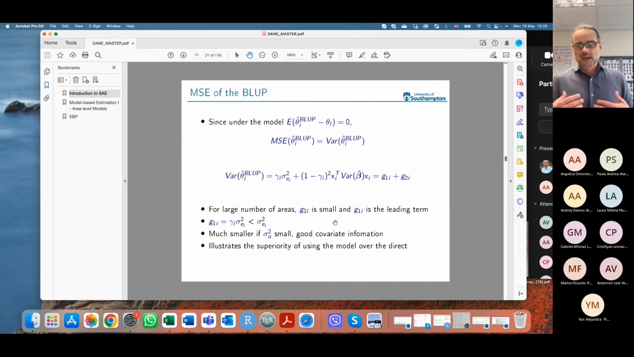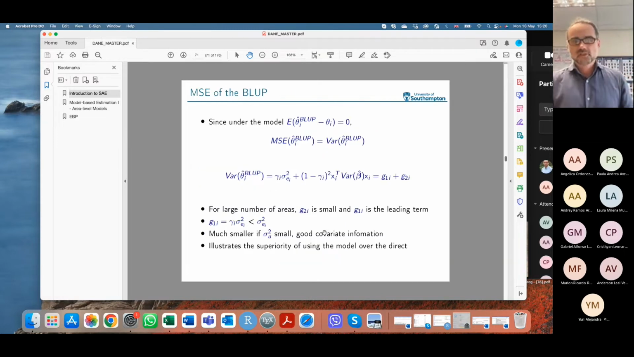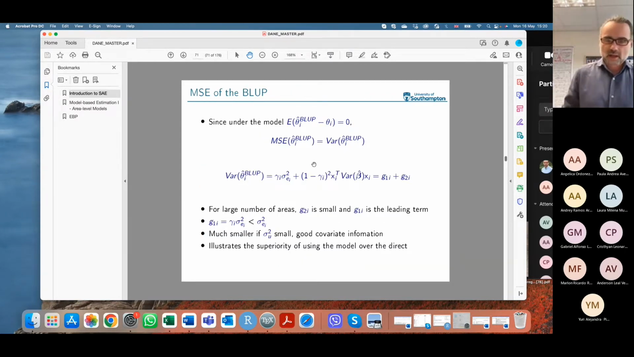To see a bit more what this means, one good thing to do now is to calculate the mean squared error of the BLUP. Remember that for the BLUP, we have not done anything about estimating sigma squared U. We assume that sigma squared U is known. If you take the MSE of this expression and go through the algebra, which I'm not showing here, you end up with the MSE being equal to the variance of the BLUP because of the unbiasedness property under the model. The variance of the BLUP will be equal to this expression.